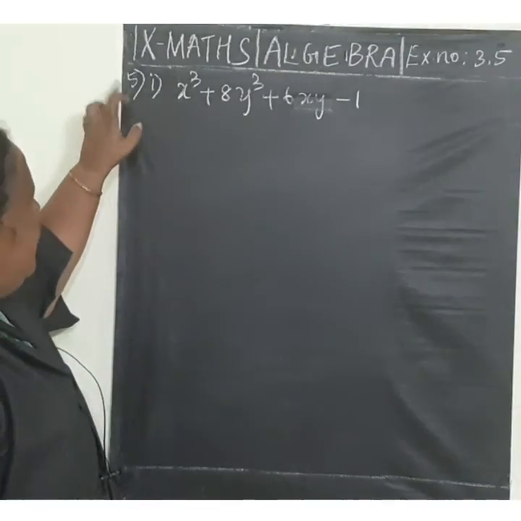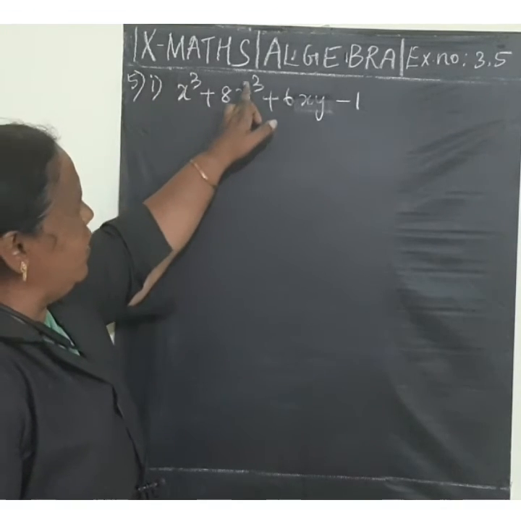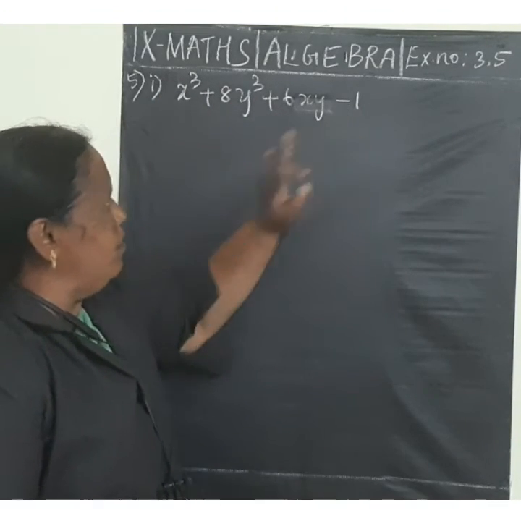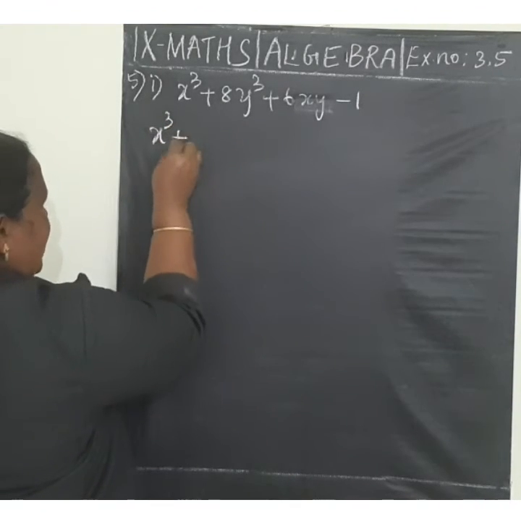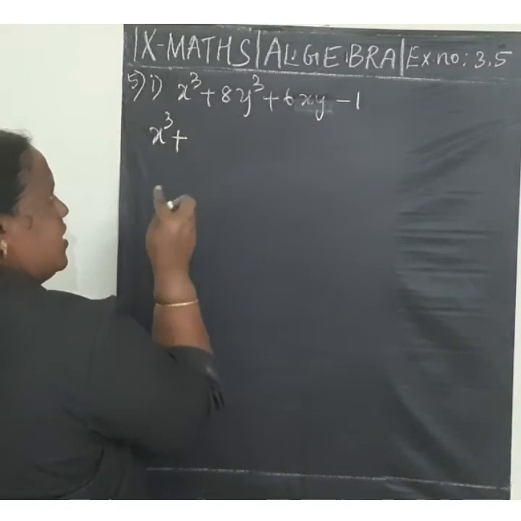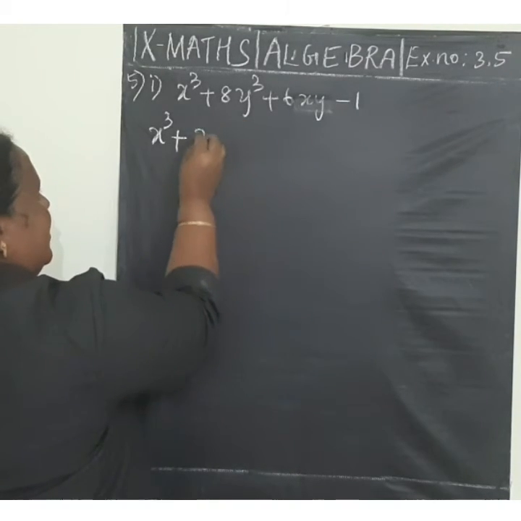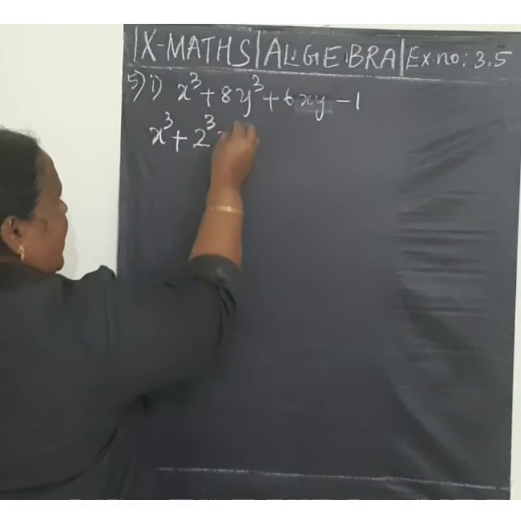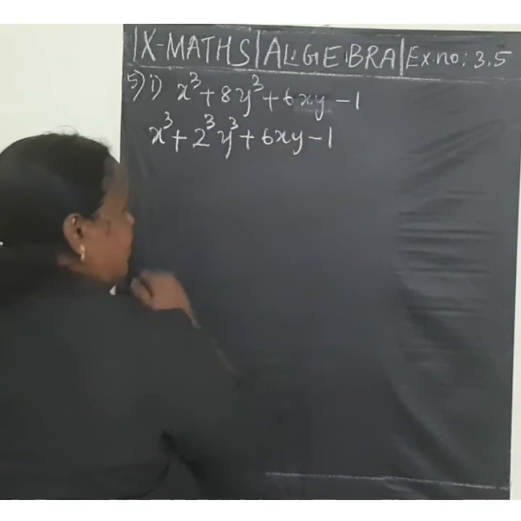Next, fifth question, factorize the following. The first subdivision, x cube plus 8y cube plus 6xy minus 1. First we can write x cube, and this 8 we can write as 2 cube. So 2 2s are 4, 4 2s are 8. So 8 we can write as 2 cube y cube plus 6xy minus 1.